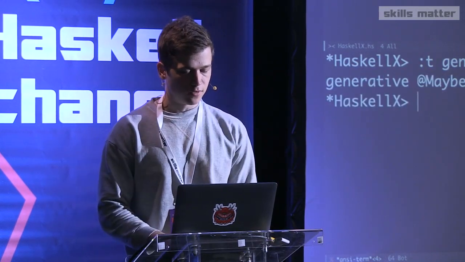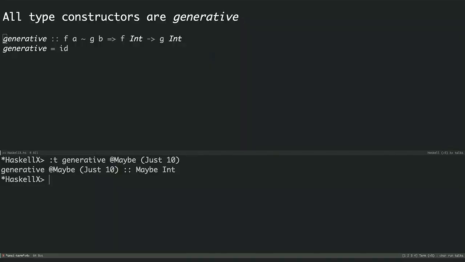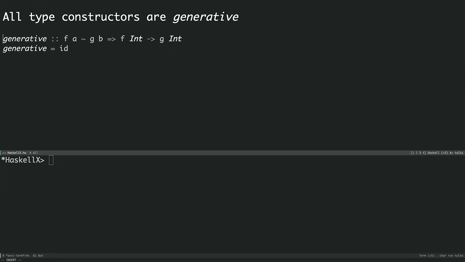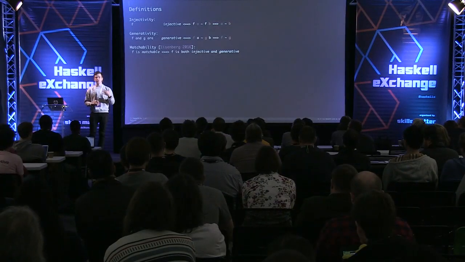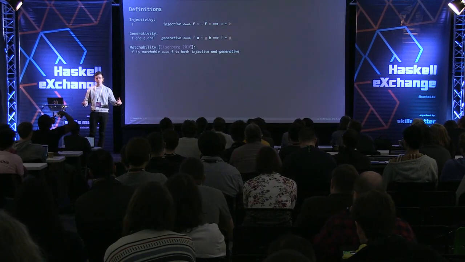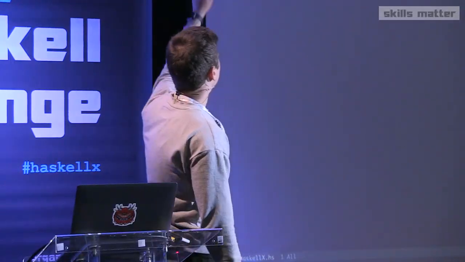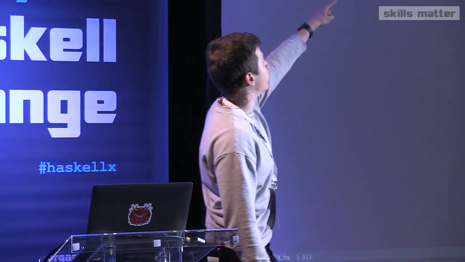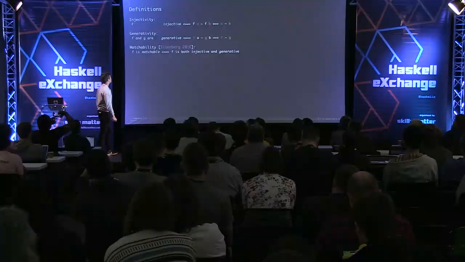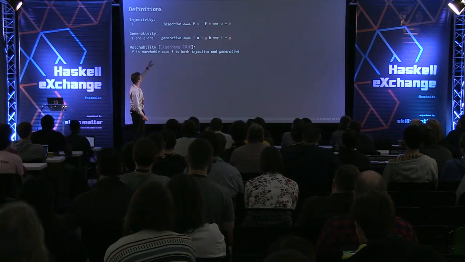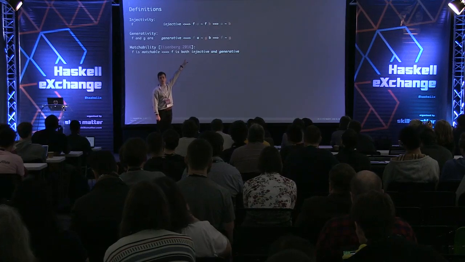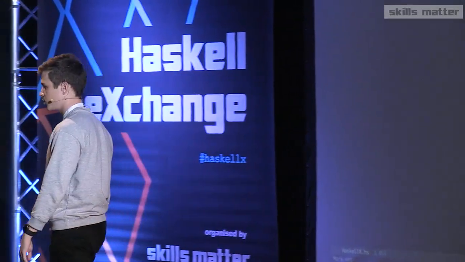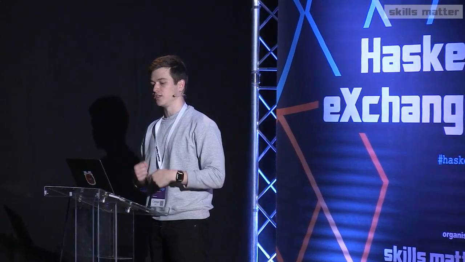Then the return type is Maybe Int. So g is deduced to be equal to Maybe. Okay, so injectivity and generativity together characterize type constructors sufficiently such that GHC can do application decomposition in a sound way. So to recap, injectivity means whenever f of a equals f of b, a equals b. And generativity means whenever f and g are generative, then f of a equals g of b implies f equals g. And notice that a and b don't actually have to be the same.